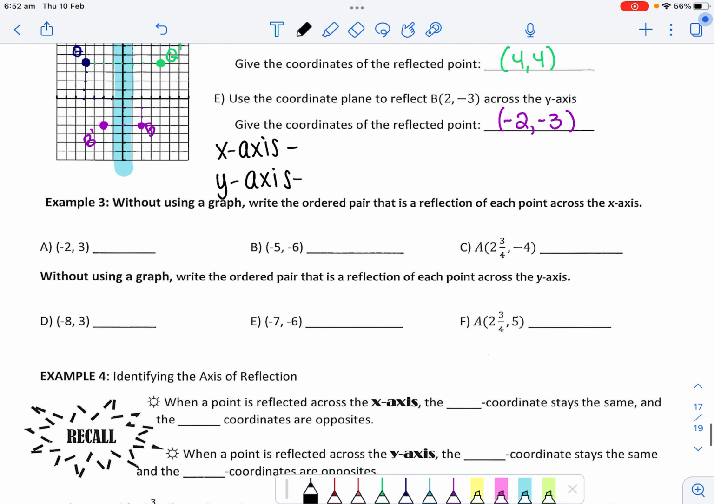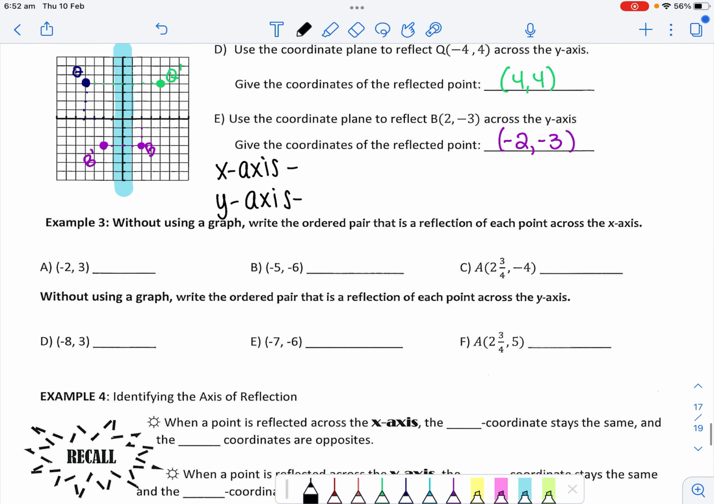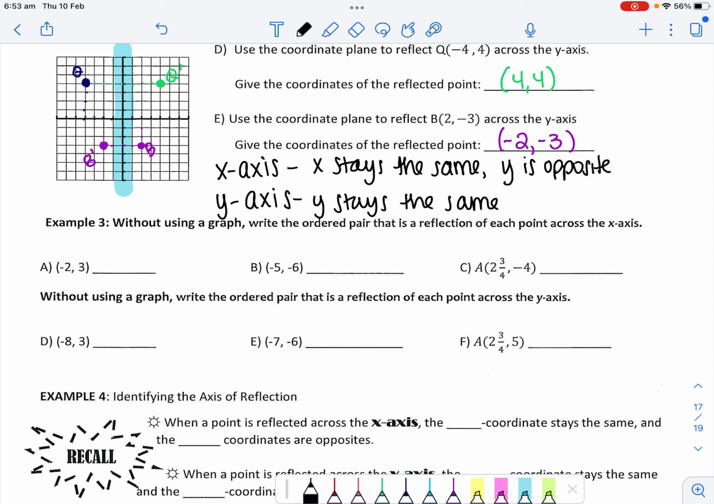So now we're going to practice just a few of them without using the graph. So across the x-axis, x stays the same. Y is the opposite. And this one, y stays the same. X is opposite. And what's going to be helpful on these is if you state which one is supposed to stay the same.